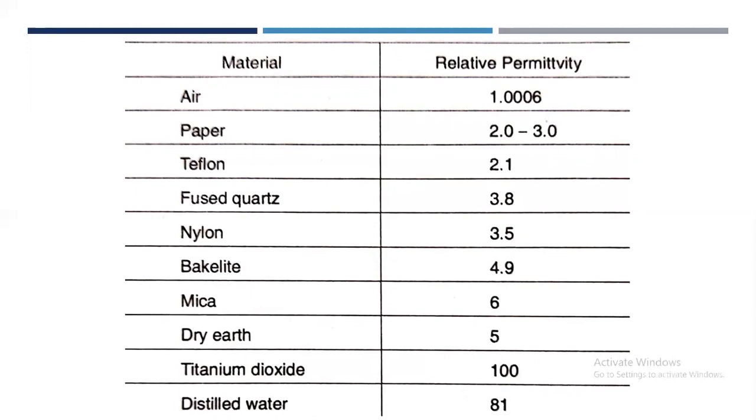For bakelite, it is 4.9. For mica, it is 6. For dry earth, it is 5. For titanium dioxide, it is 100. And for distilled water, it is 81. In this, the lowest value of the relative permittivity is that of air and the highest is that of titanium dioxide.